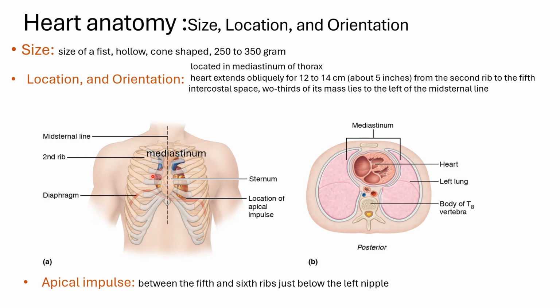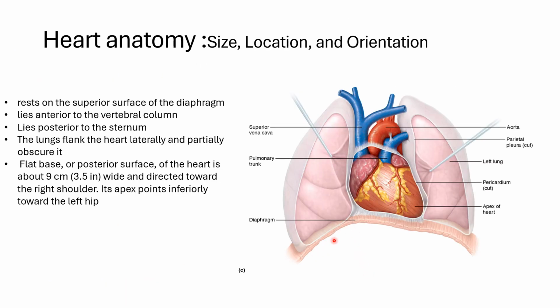Our heart lies in the mediastinum. Mediastinum is the middle part of the thorax. On each side of the heart, there is a lung, and it lies behind the sternum. Sternum is the bone in the middle of the thorax. This muscle is known as the diaphragm. The base of the heart is resting on the diaphragm, and on the lateral surfaces of the heart, a small part is covered by the lung border on each side.